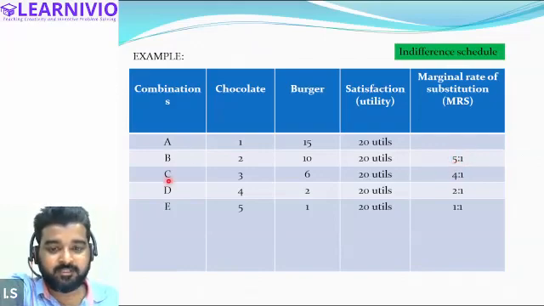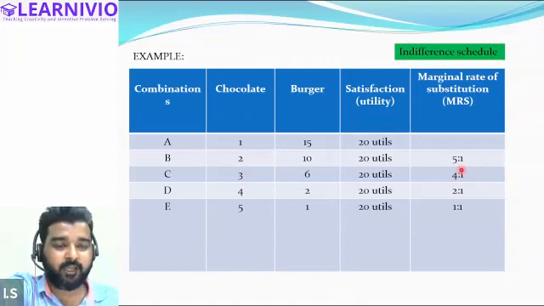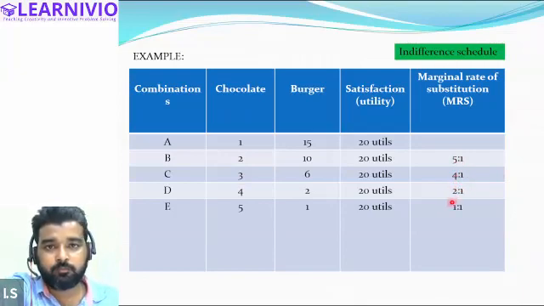But what happens in combination C? This time the customer sacrifices only 4 units of burger. See, 10:6. 4 units of burger are reduced for 1 unit of chocolate, 2:3. So for 1 unit of chocolate, the customer has sacrificed 4 units of burgers, right? So this time the sacrifice of burger is less than the previous one. Initially he sacrificed 5, then he sacrificed 4. And what happened the next time? He sacrificed only 2. Correct? And after that he sacrificed only 1.